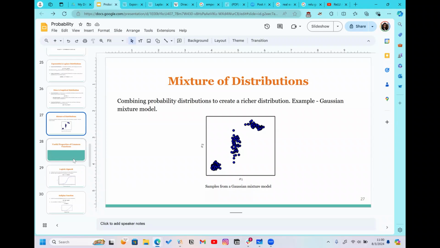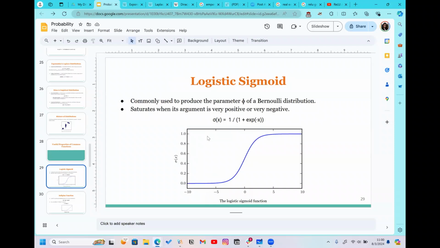Okay, so next we go to some common functions. Logistic sigmoid, I think all of us know about this function. The curve is this way, where it saturates towards the positive and negative ends. And this is the formula. Logistic sigmoid is used a lot in machine learning. It's one of the activation functions. And it produces the parameter phi of a Bernoulli distribution because its range falls within the range of phi.